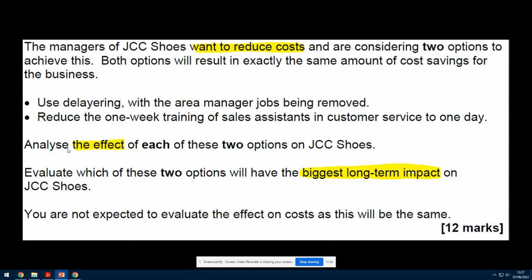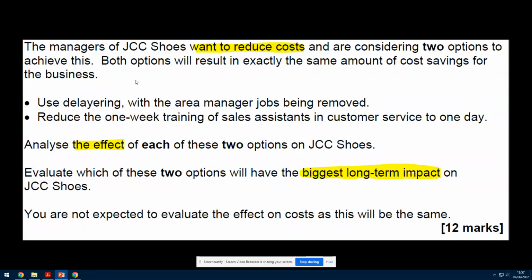So what are we told to do now? We're told to analyse the effect of each of the two options. So how will delayering affect the company? How will reducing 1 week of training affect the company? All right, so that's slightly different. And then we need to evaluate which of the two options has the biggest long-term impact. So it's a different question. You're not expected to evaluate the effect on costs, as this will be the same. All right, so it's very important to read the question very thoroughly.